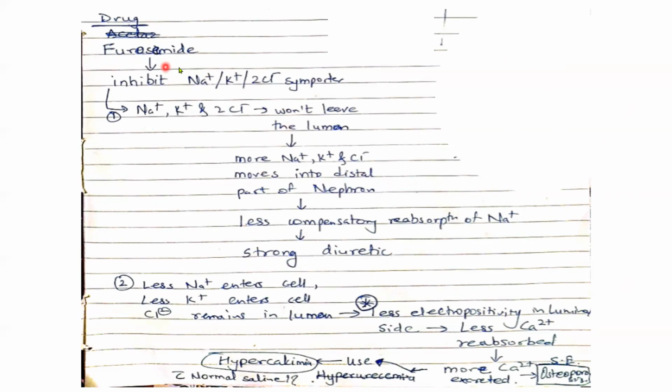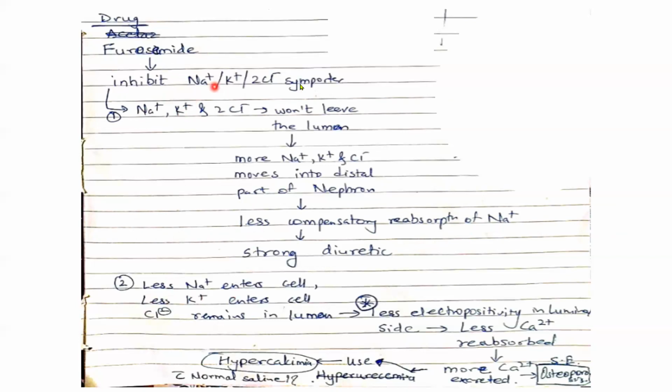And that makes furosemide a very strong diuretic. So why is furosemide a very strong diuretic? Because there are fewer compensatory mechanisms available for reabsorption of sodium which escapes reabsorption at the ascending limb of loop of Henle. You can note this down. Okay. Second effect. What is happening?